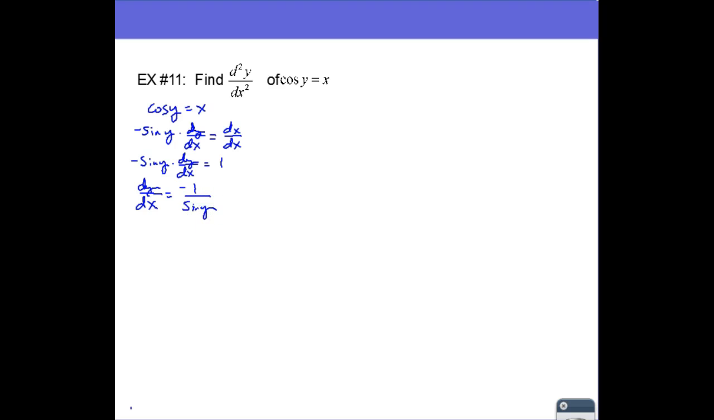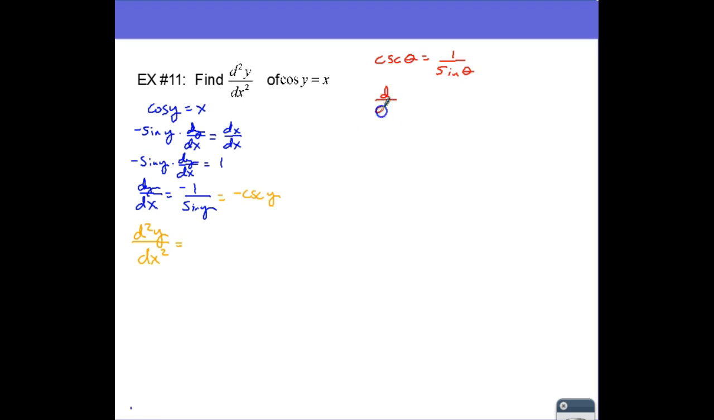Now you may recall that the cosecant of theta is equal to 1 over sine of theta. So we could rewrite this as the negative cosecant of y. Now to find the second derivative, we're going to differentiate both sides. And so we have the second derivative of y with respect to x. That's d/dx of dy/dx. And that's going to be equal to the derivative of negative cosecant y.